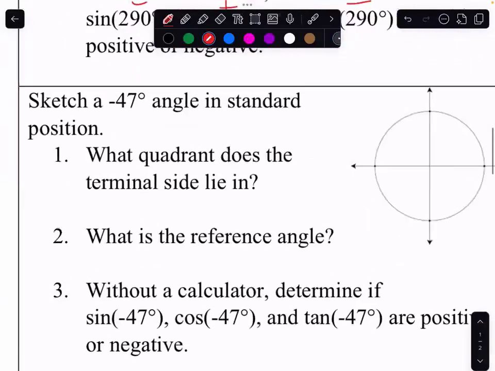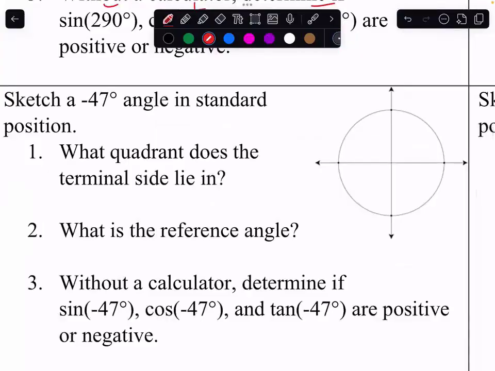Okay, so negative 47 degrees. Remember, negative angles rotate the opposite direction. So positive 47 would have been like right here. So negative 47, you go an equal distance, but the other way. Okay, so negative 47 degrees would land about right here. So that's quadrant 4.